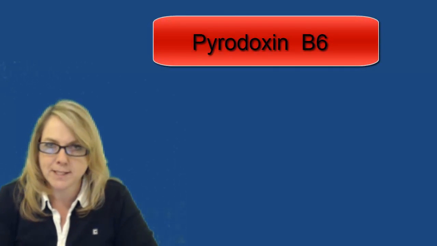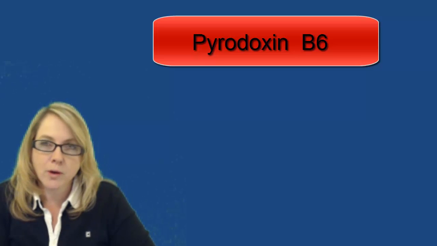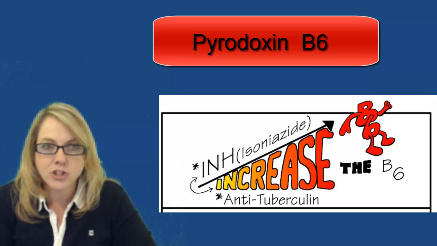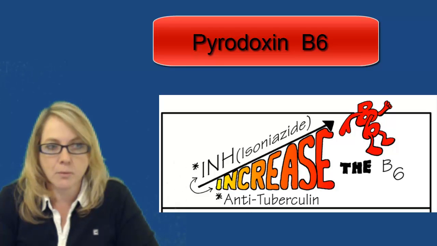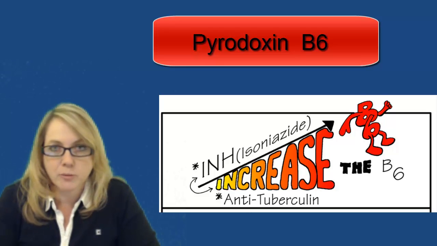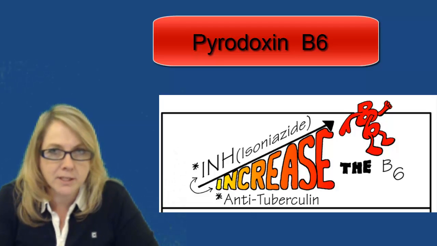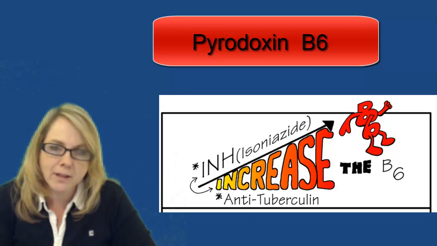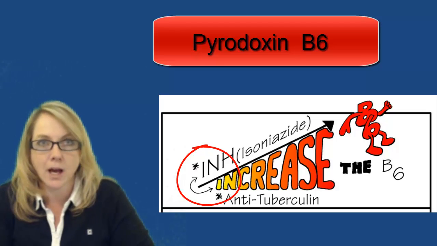We usually also use pyridoxine. Pyridoxine is just B6, because we know that when a person is taking INH, there's a reduction in the B6 in the body. So their body becomes somewhat depleted of vitamin B6, and so we give them the B6, the pyridoxine.